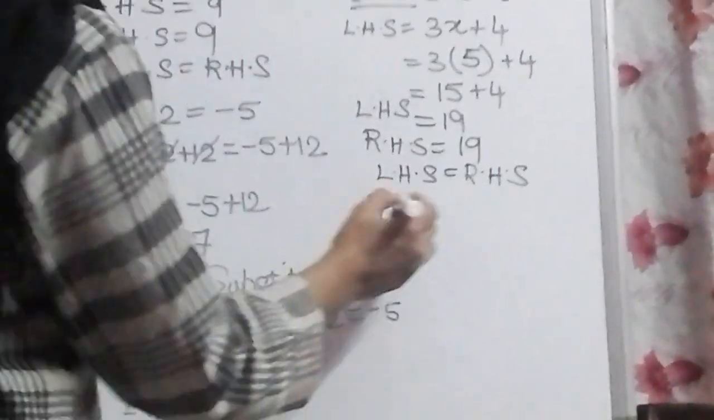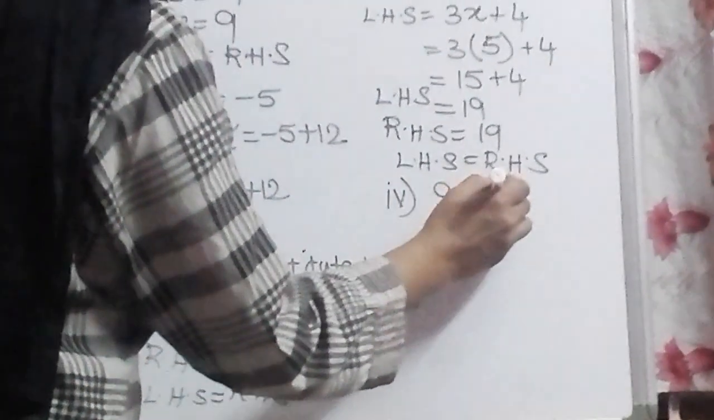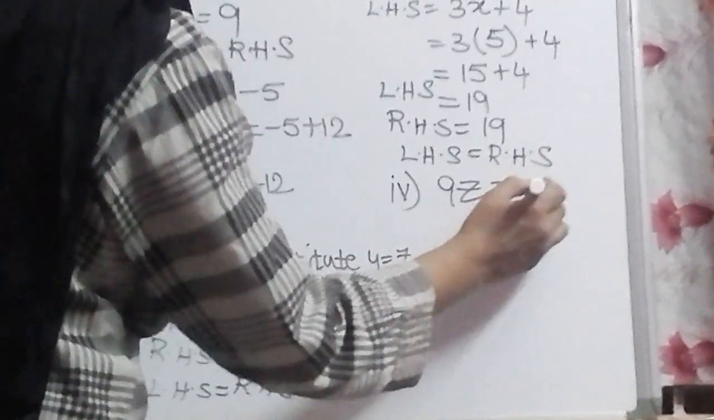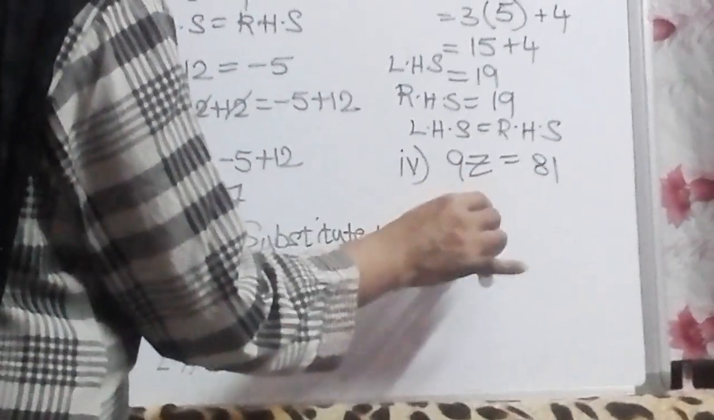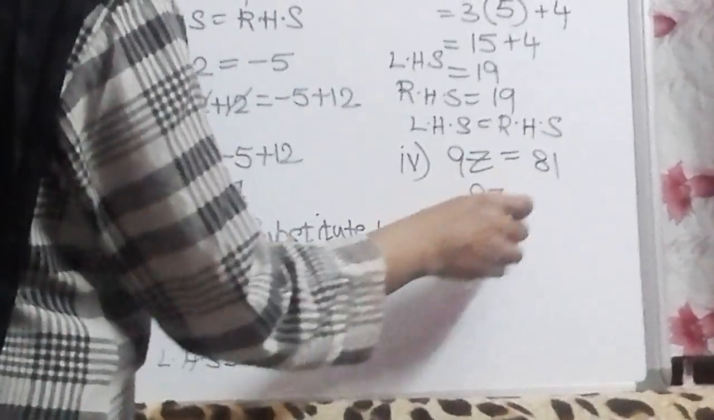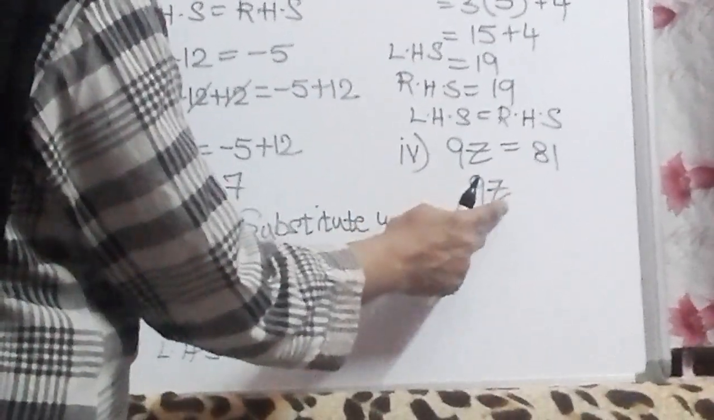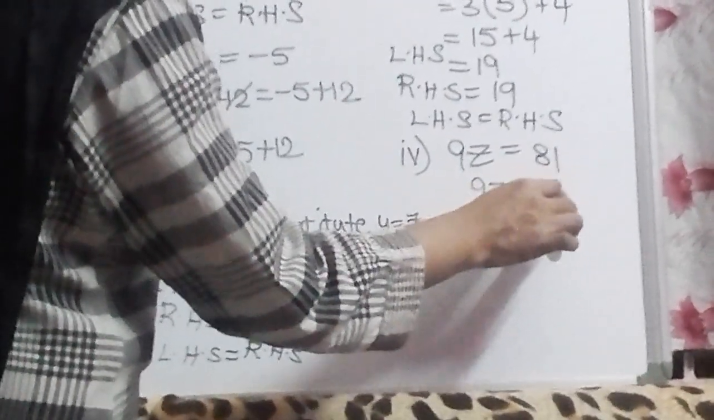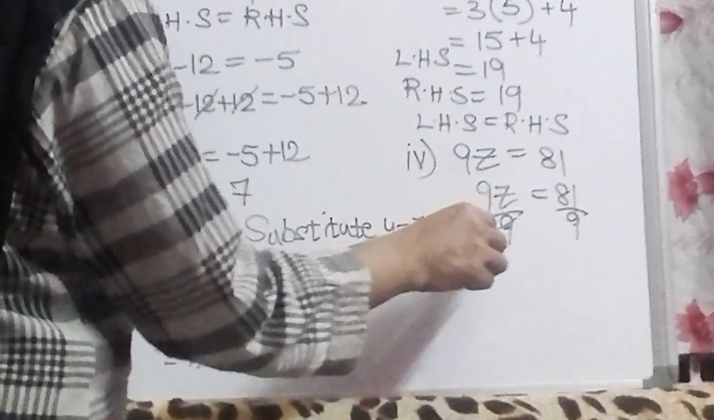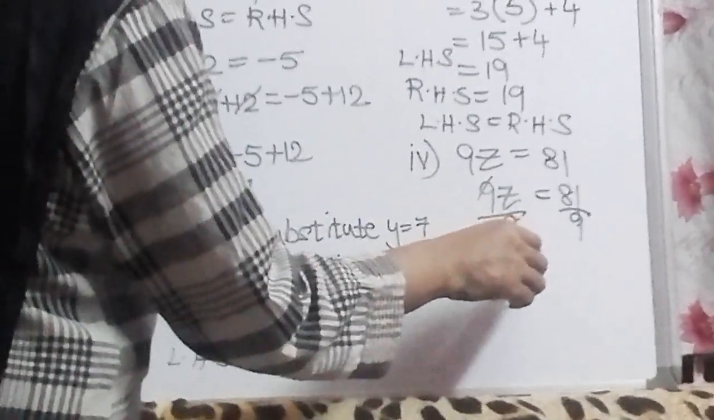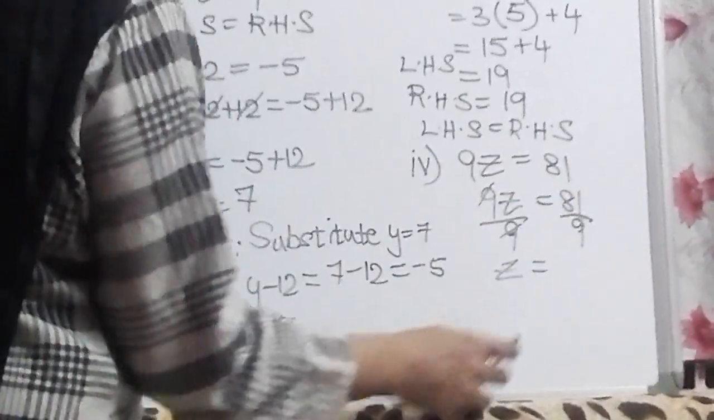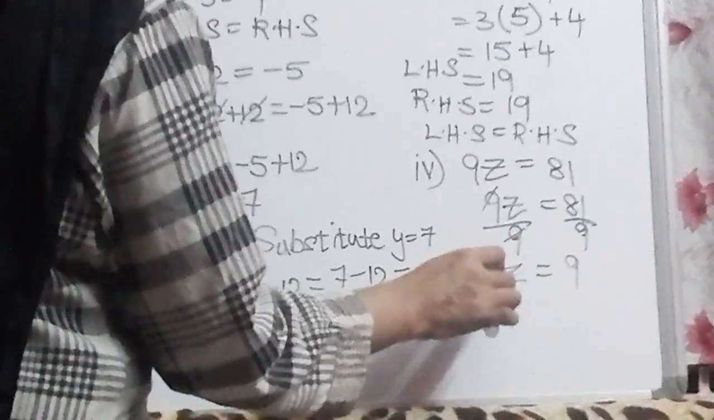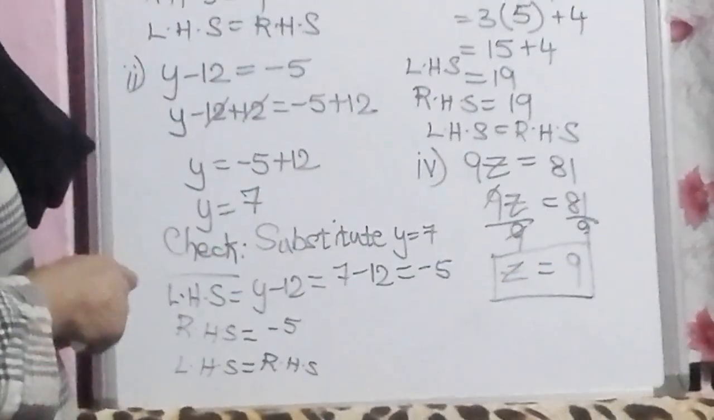Fourth bit, 9z is equal to 81. Now 9z, I want to remove this 9 from beside the z. What should I do? I will divide both the sides by 9. So here 9 and 9 gets cancelled. z is equal to 81 by 9. In 9 table, when will you get 81? 9 9s are 81.